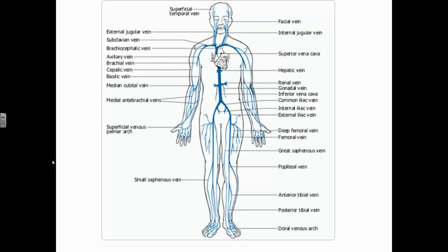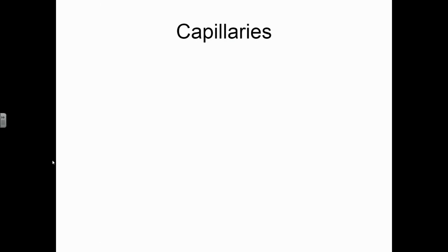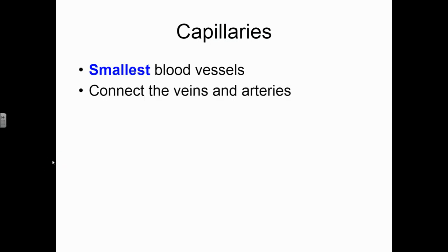And again, there's a lot of different kinds of veins all throughout the body that will collect blood after it has dropped off all of its oxygen and nutrients. In order for that drop off of oxygen and nutrients to happen, we have very small blood vessels called capillaries. These are the smallest of the blood vessels. One of the things they do is they connect veins and arteries to each other. So that's why blood is always enclosed within a blood vessel.